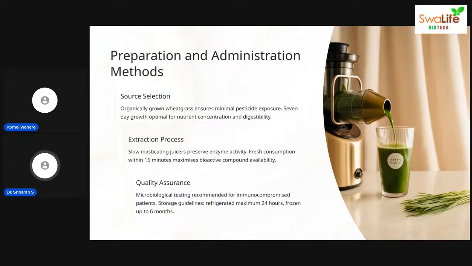Consuming stored juice after 24 to 48 hours is not advisable. Why? Because microbial contamination can take place, and several such problems can happen. So take it within 24 hours. Mostly avoid storage.